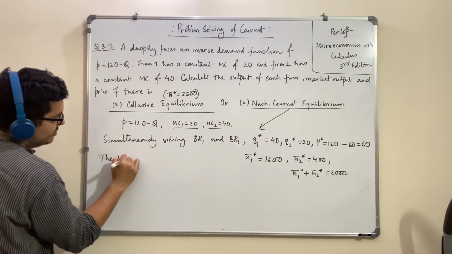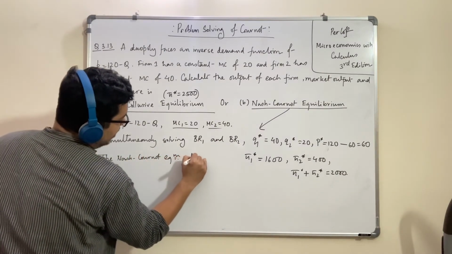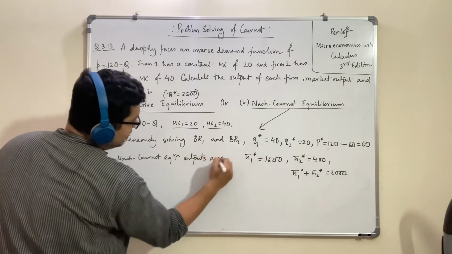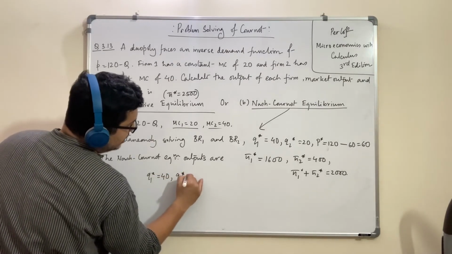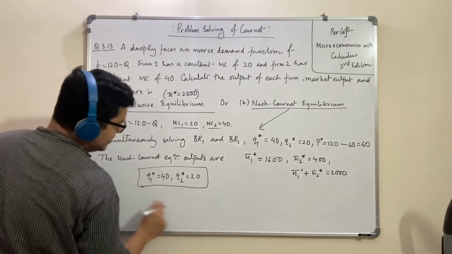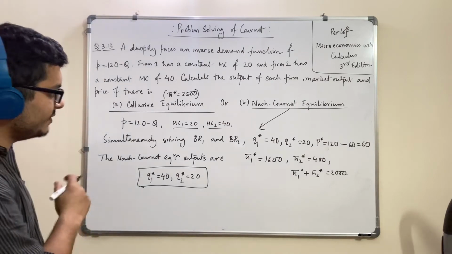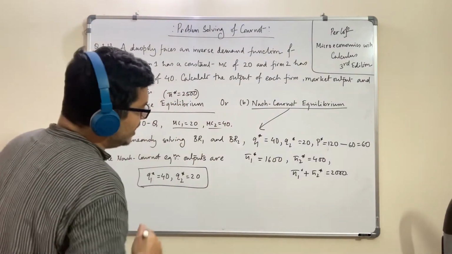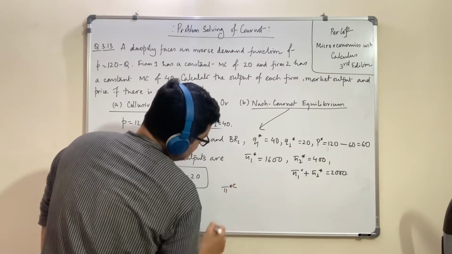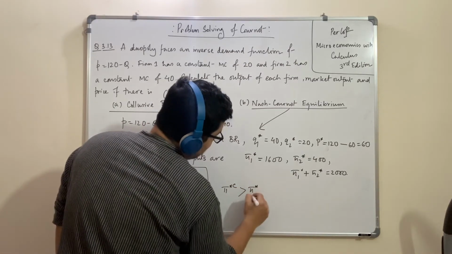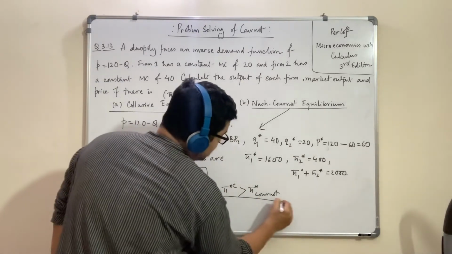So the Nash-Cournot equilibrium outputs are Q1 star equal to 40 and Q2 star equal to 20, right? And we see that the joint profit is not maximized. Now, we asked whether we can make this collusion stable. What is the collusion profit? The collusion profit is pi star equal to 2500. So indeed, pi star C is greater than pi star Cournot. This is collusion and this is Cournot.